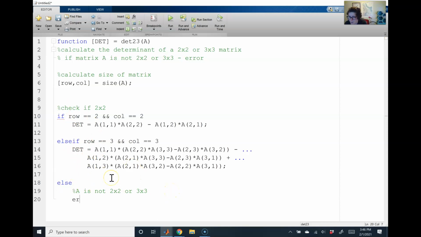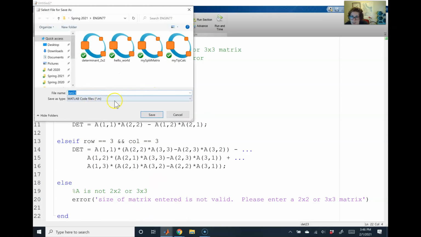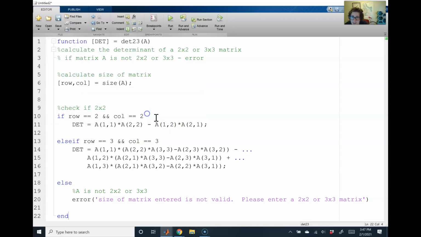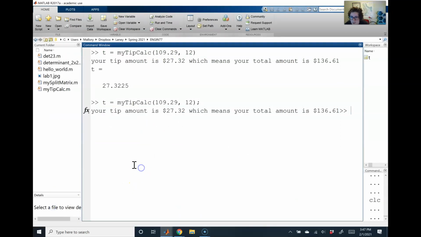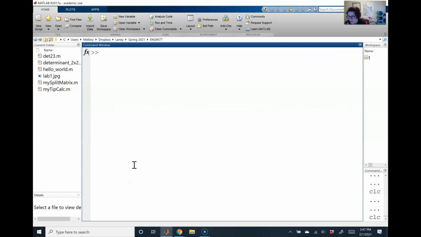So else, I'm going to have an error message that says size of matrix entered is not valid. Please enter a 2 by 2 or 3 by 3 matrix. So I'm going to save this. Once again, I should have saved that earlier. And let's do the CLC.